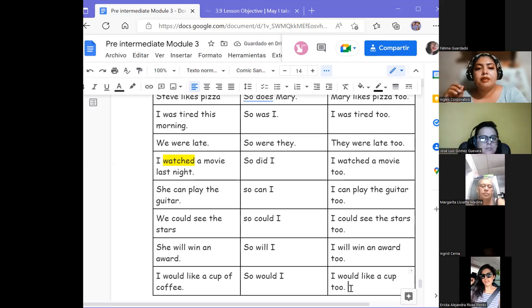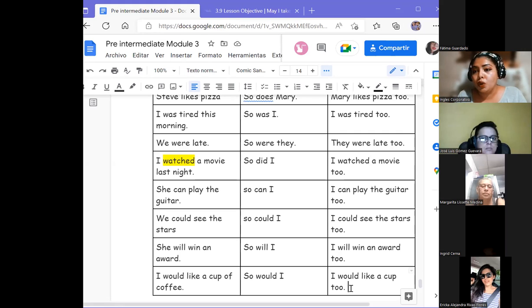So in this case, we have the examples in which we can use the same structures for the answer. So remember that when we are using neither, either, so, and to, for the answers, we are going to use the same structure of the sentence that person A is saying. So if person A is using an auxiliary, we are going to use the same auxiliary to answer that sentence. We are not going to change the auxiliary because in that case it's not going to be very good.